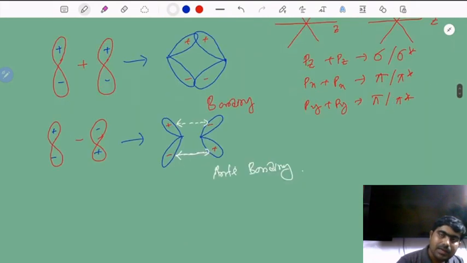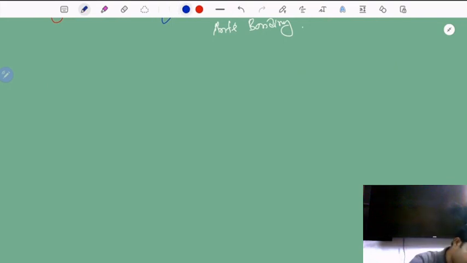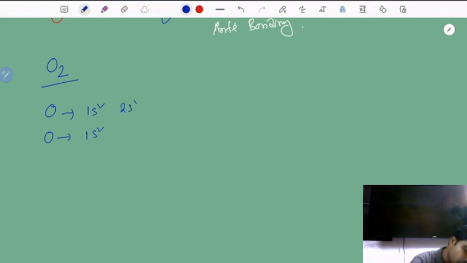Okay, now we go for the example. Suppose I'm taking one example. The example is, okay, I take O2 molecule. Tell me how O2 will form. No doubt, one oxygen atom and another oxygen atom are combined to make O2 molecule. Okay, you know oxygen atom. What is the electronic configuration of oxygen atom? It is 1s2, 2s2, 2p4.